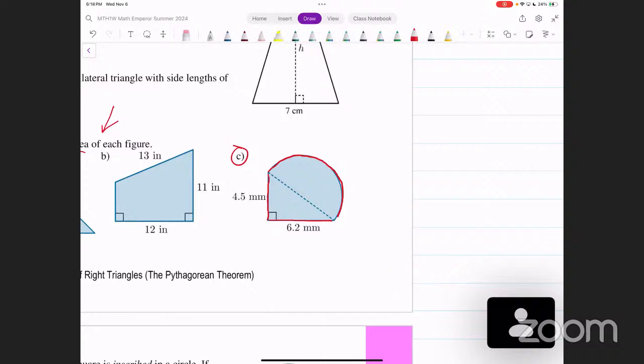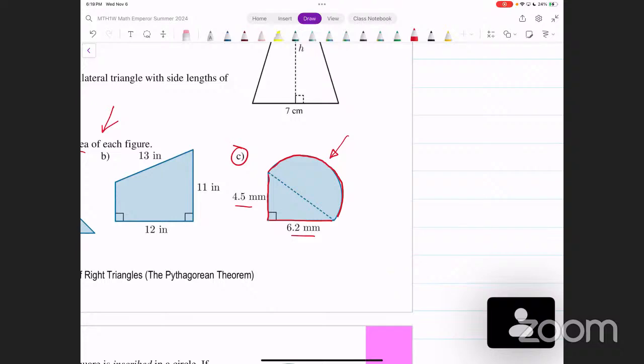Perimeter. Imagine that I want to fence my backyard in this shape, right? So we know this is 4.5. We know this is 6.2, but I need to find the curvy distance. How would you find the curvy distance of a circle from grade 8? What did you learn?